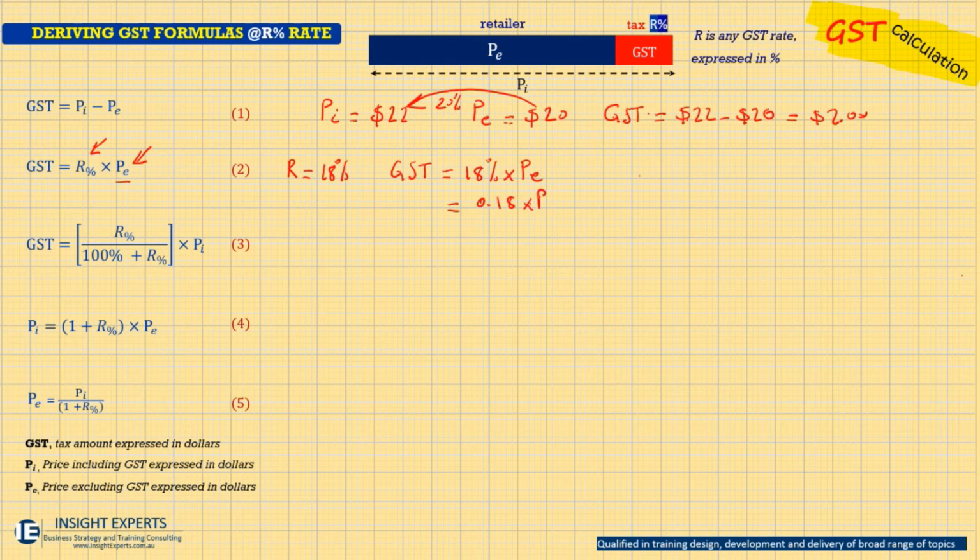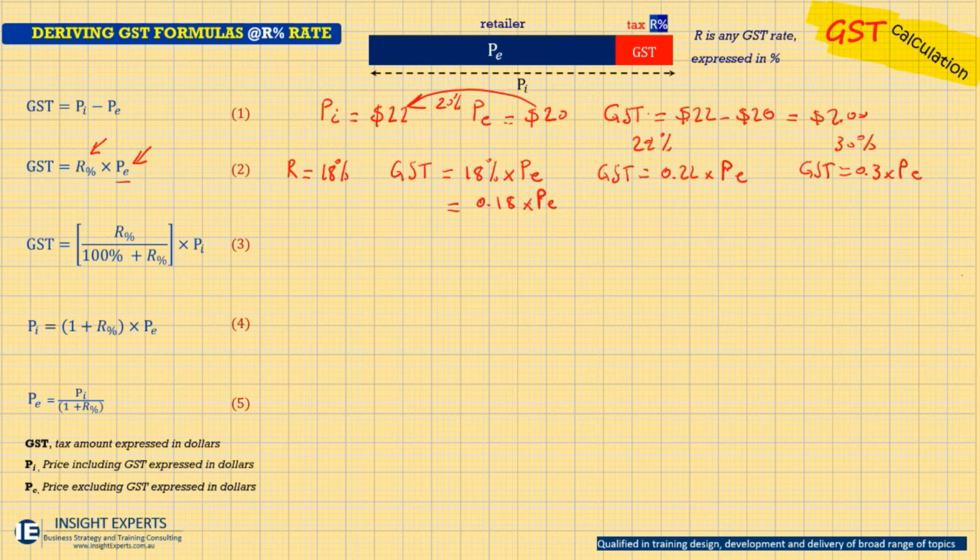To simplify this, that is equal to 0.18 times PE. Let's say, for example, my tax rate is 22%. Then my GST amount would be equal to 0.22 times PE. If it is 30%, it is 0.3 times PE. So it is simple, straightforward. You simply multiply the tax rate by the price before tax for any GST amount.